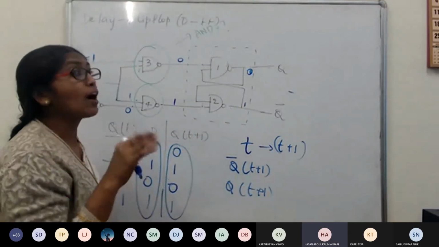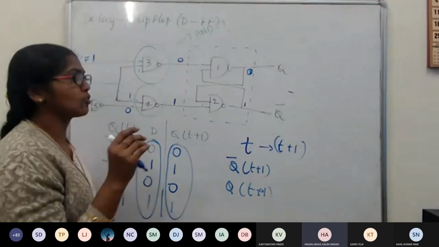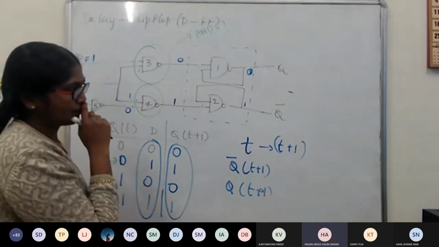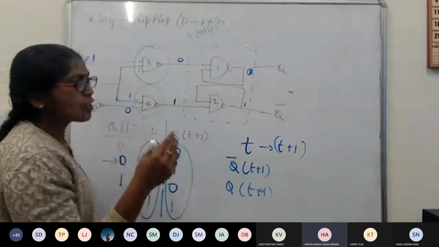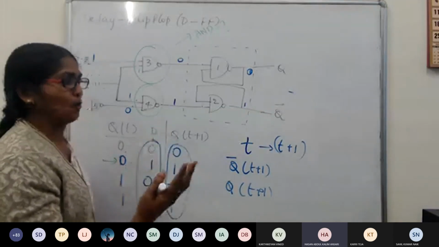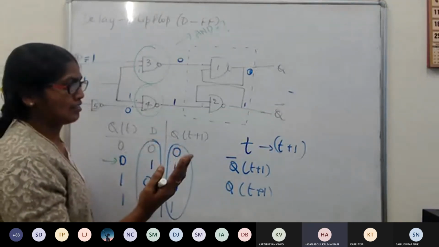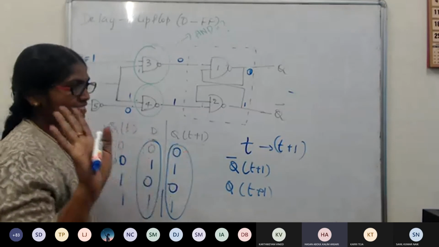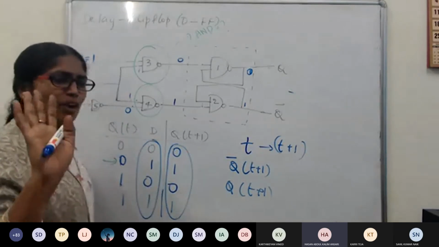Q bar what? Q bar means what? T or T plus 1? That you tell. Q bar of T plus 1 will be 1, na? Q bar of T plus 1 will be 1. How? Ma'am, if we are taking Q of T0, I am not understanding.